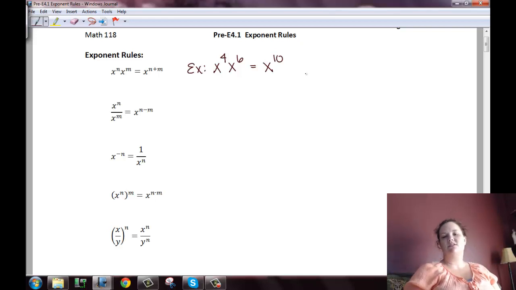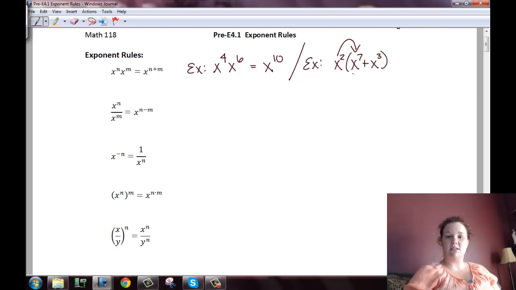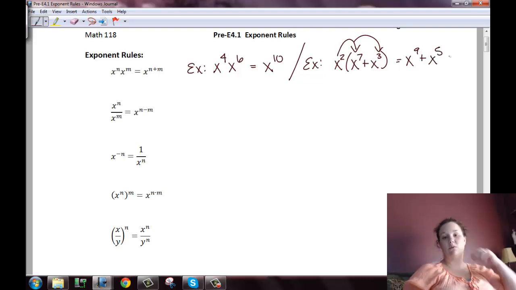Okay, remember this is just like our normal FOIL or distribute that we've done before. Another example, if we had something like x squared times, I don't know, x to the 7th plus x to the 3rd, something like that. Okay, notice whenever we distribute here, we would add the exponents, right? That's because I have the same base being multiplied, so I would add the exponent. So here we get x to the 9th plus, when I distribute here, I get x to the 5th. Okay, so when you're multiplying and the bases are the same, we add the exponents.